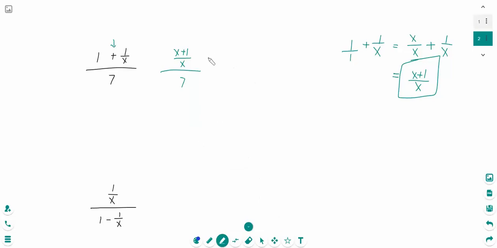So we're going to take the numerator, which is x plus 1 over x, and multiply that by the reciprocal of the denominator. Well, the denominator is 7 over 1, written as a fraction, so the reciprocal of that is 1 over 7. Now it's just a matter of multiplying things out. There isn't anything we can cross-cancel here. So we'll have x plus 1 times 1, which is just x plus 1, over x times 7, which is 7x. All right, so that would be our final solution.